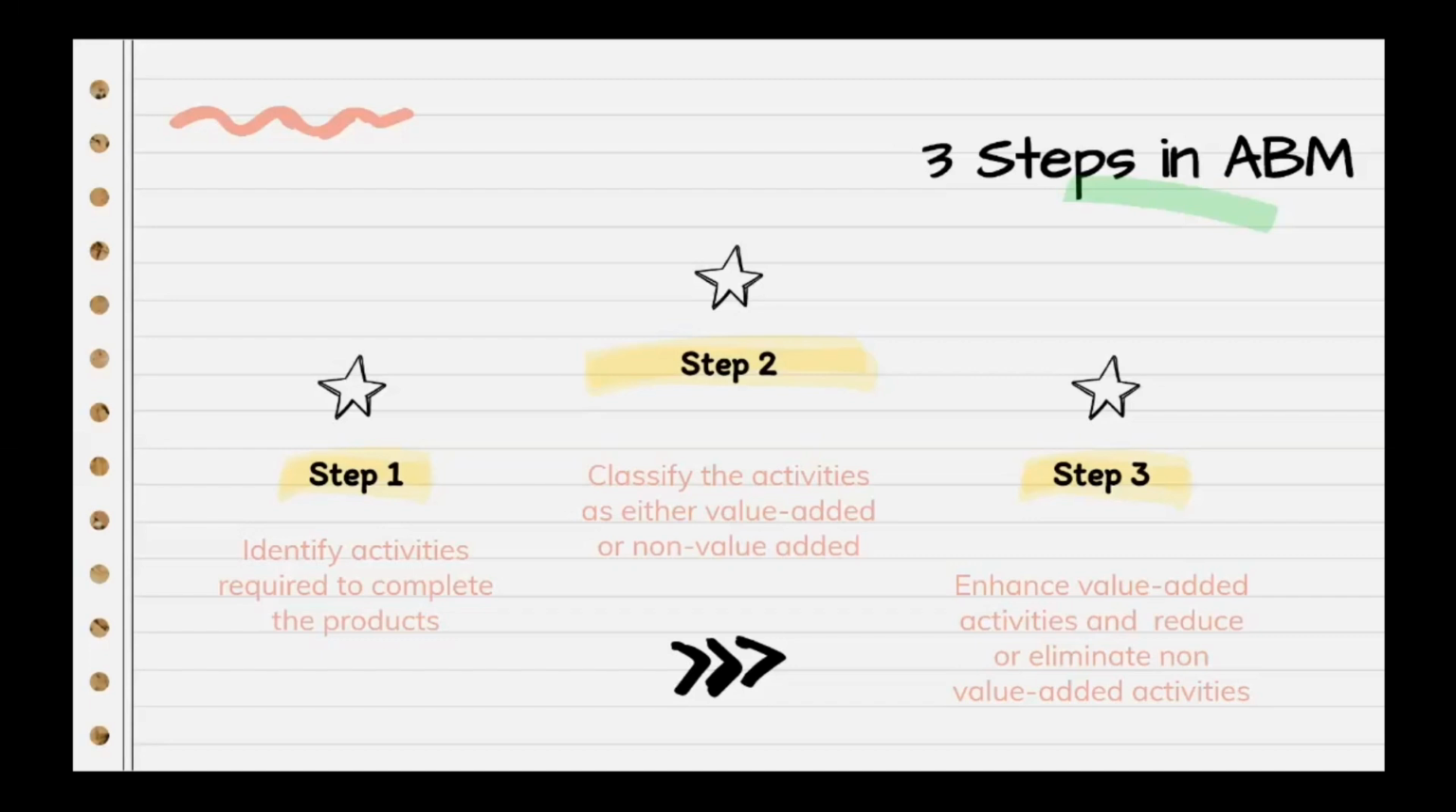And the last step is to enhance value-added activities and eliminate or reduce non-value-added activities. The company needs to focus on the activities that will add value to customer or help the effective operation of the business. Continuously improving the service and the product provided is one of the keys to maintain value-added activities. Non-value-added activities can be eliminated and also can be reduced.